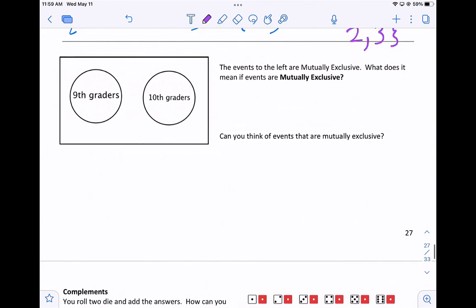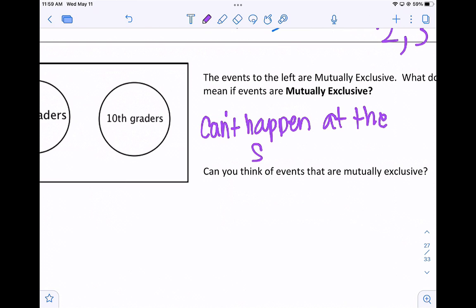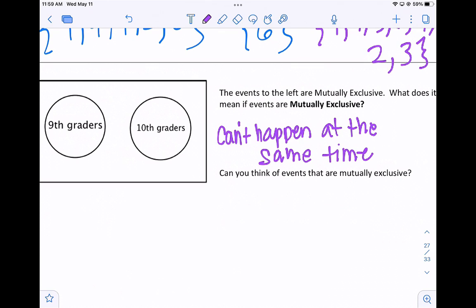Okay, the events to the left are mutually exclusive. What does it mean if events are mutually exclusive? It means they can't happen at the same time. So you can't be a 9th grader and a 10th grader at the same time. So can you think of events that are mutually exclusive?